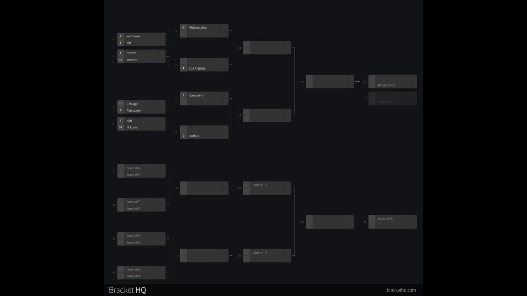So yes, this new double elimination bracket is huge, right? Obviously it's formatted differently. It's a fixed bracket. So I seeded the teams based on points because that's what the NHL is focused on. So the Philadelphia Flyers, the Buffalo Sabres, Montreal Canadiens, and the LA Kings are the top four seeds. Next up, Vancouver versus New York Islanders, Boston Bruins versus Toronto Maple Leafs, Chicago Blackhawks versus the Pittsburgh Penguins, New York Rangers against the St. Louis Blues.